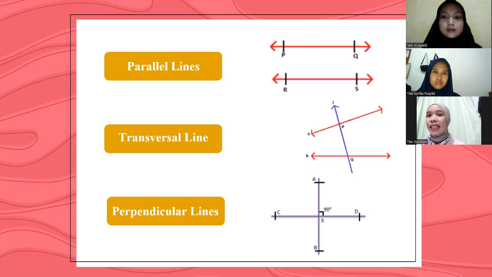Sorry, I mean K. And then for perpendicular lines, we say the lines are perpendicular when two lines form a right angle with each other by meeting at a single point. And in the figure, as you can see on the screen, lines AB and CD are perpendicular to each other.